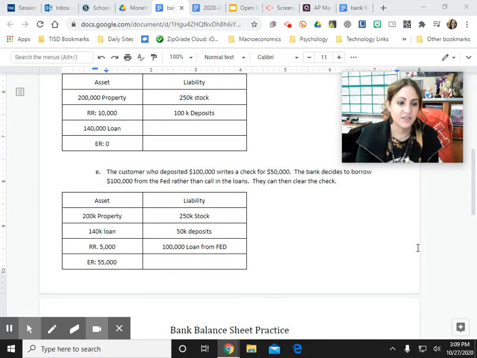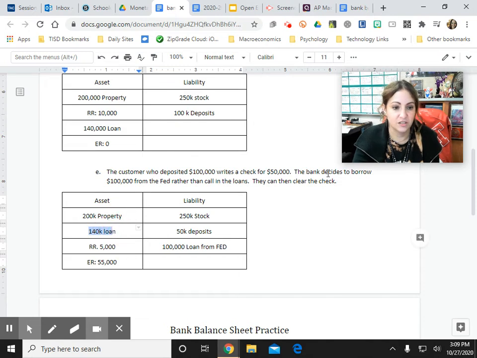The next question says, that customer who had deposited $100,000 writes a check for $50,000. The bank decides to borrow $100,000 from the Fed rather than call on its loans. They can clear the check. What hasn't changed? Property didn't change. The stock didn't change. That $140,000 loan didn't change, because it just says, rather than calling its loans, they're going to do something else. So that $140,000 loan from the previous question stayed the same.